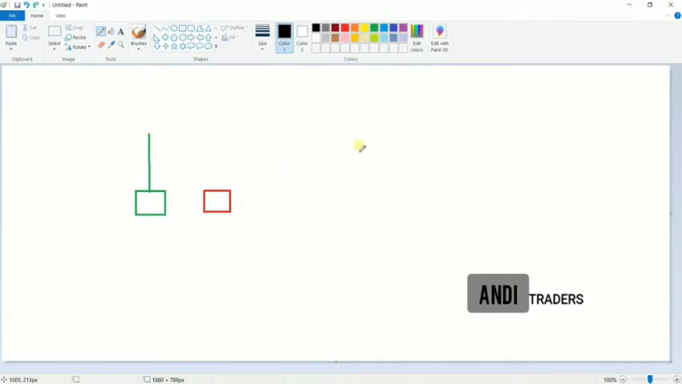Okay, what is the next candle? The next candle is a spinning top candlestick.